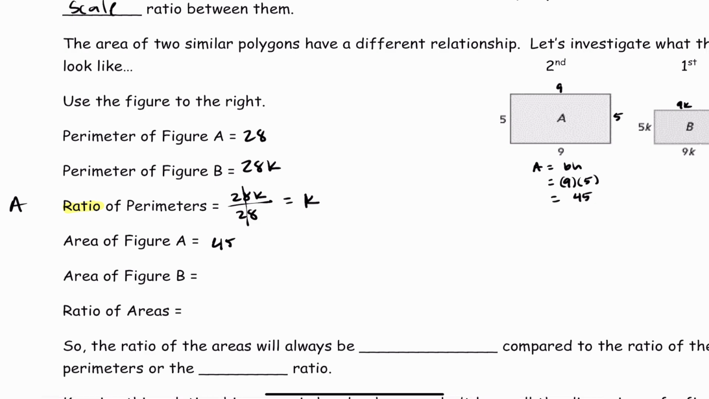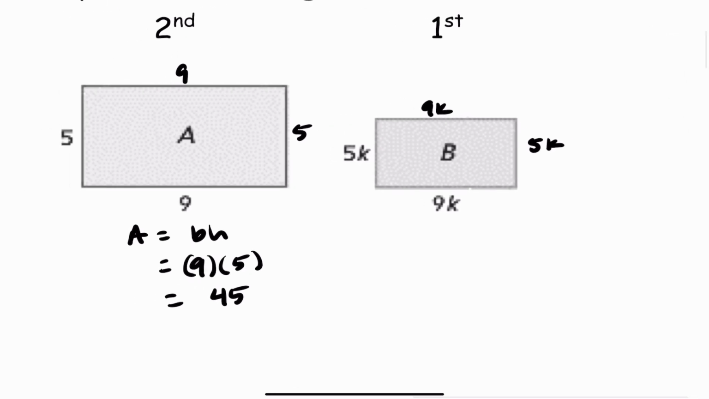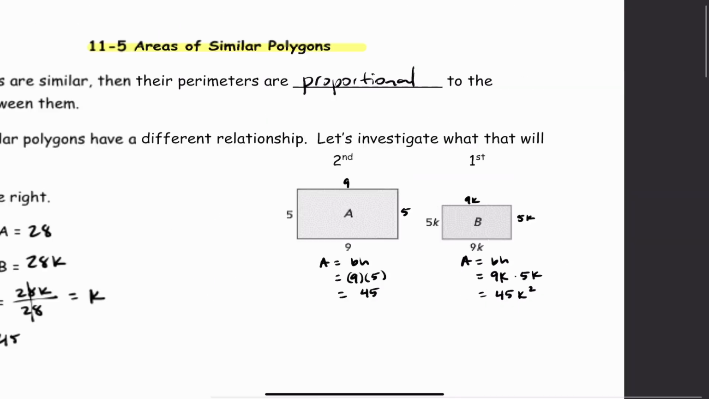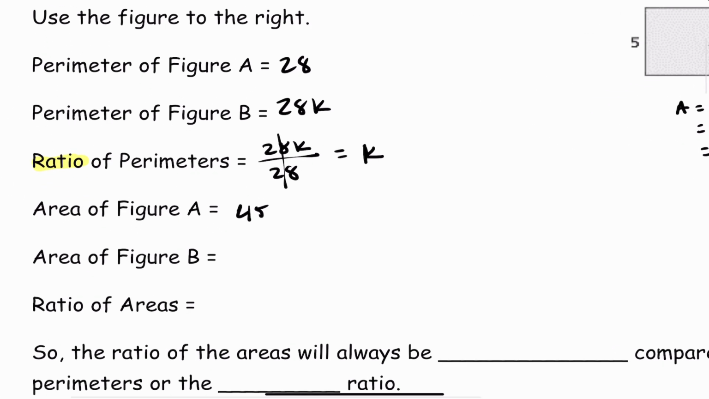And then to find the area of this other rectangle, it's the same formula. A equals BH. So what's the base? 9K. What's the height? 5K. So what's 9K times 5K? 45K what? Squared, right? K times K is K squared. 9K times 5K is 45K squared, okay? So the area of figure B is 45K squared.